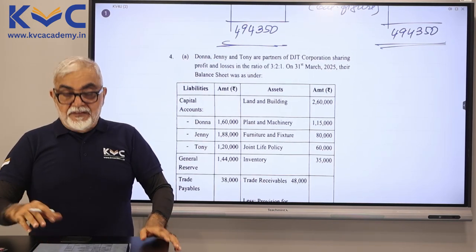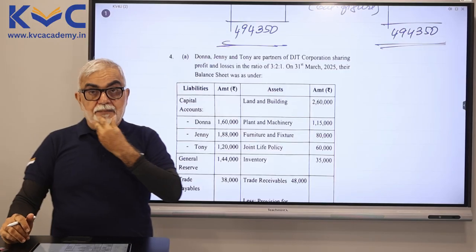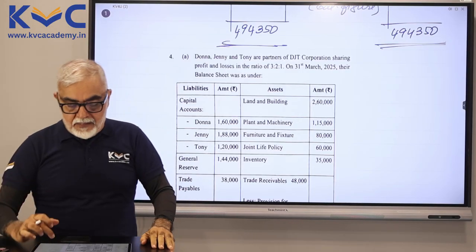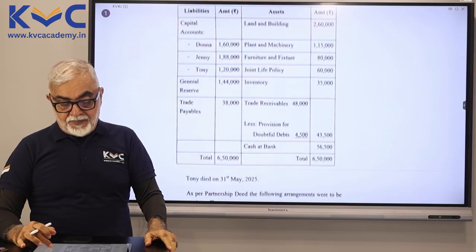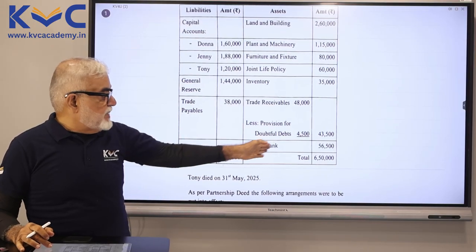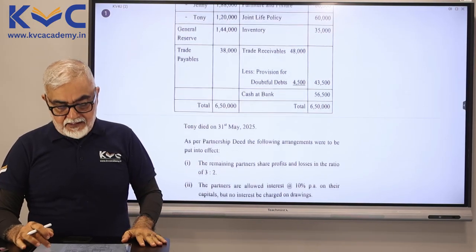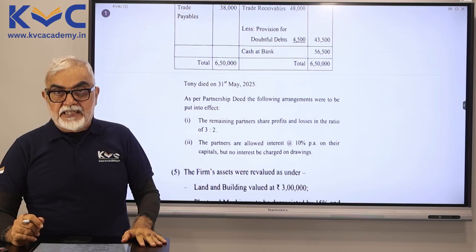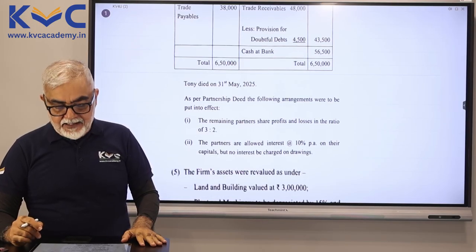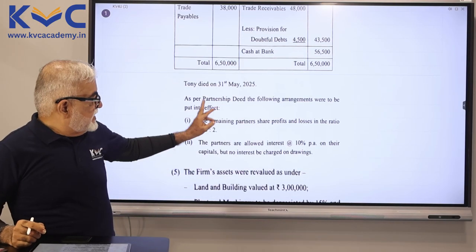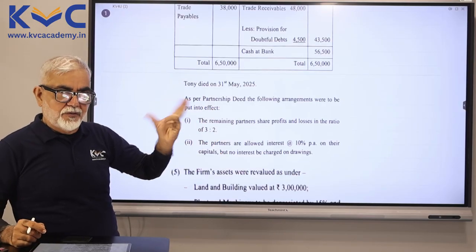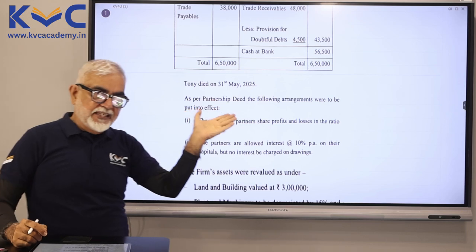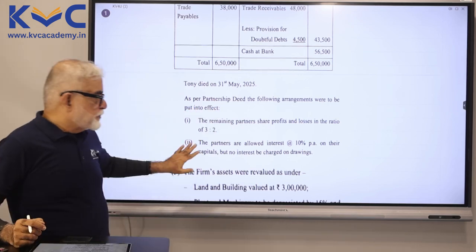There is one more question which came from partnership. Question number 4A came from death of a partner. 3 partners, 3:2:1. 6,50,000 is their balance sheet total. Tony died. The third partner died, the 1/6 share one. And the remaining partners will continue at 3:2. 3:2:1, now 3:2. So the sacrifice ratio is same as the OPSR.